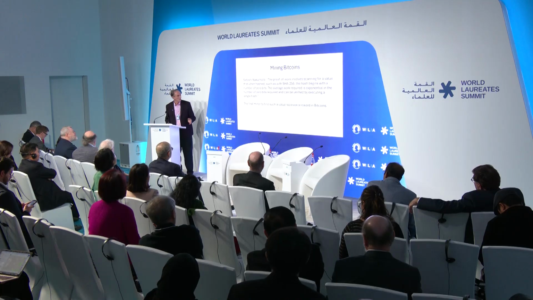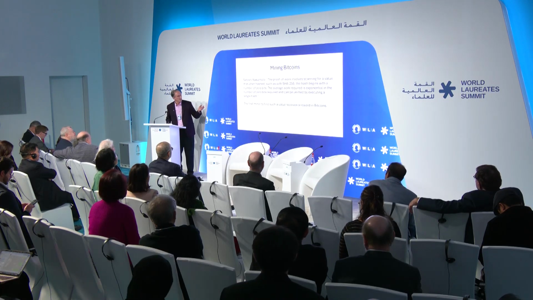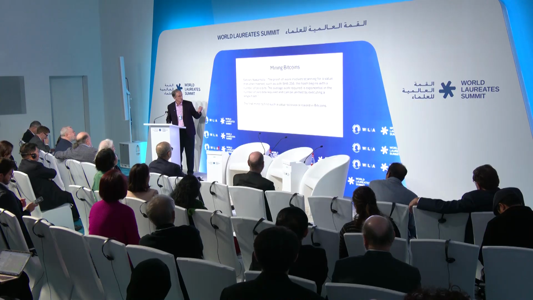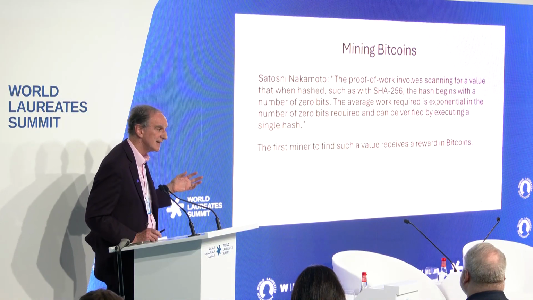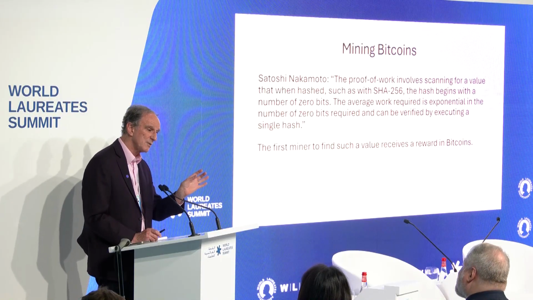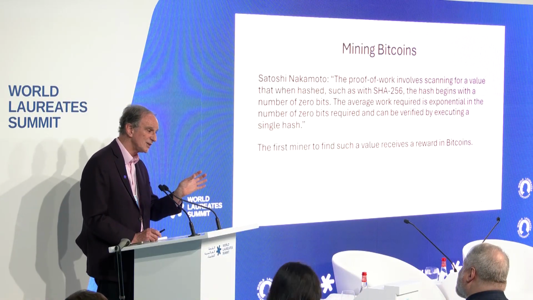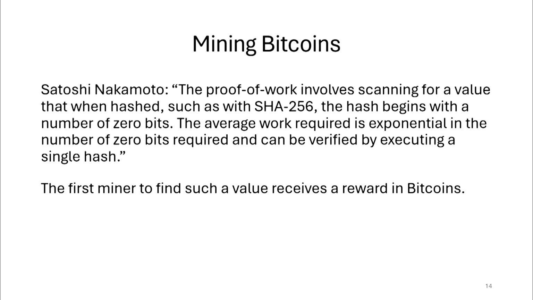And what he wrote in his paper was the proof of work involves scanning for a value that when hashed, such as with SHA-256, the hash begins with a number of 0 bits. And so you can vary the number of bits. If you want to take 1 million operations to find it, you can require 20 0 bits. If you want 1 chance in 1 billion, if you feel that that's necessary, you can make 30 0 bits, etc. And the first miner to find such a value receives a reward in Bitcoin. And that's what motivates people.